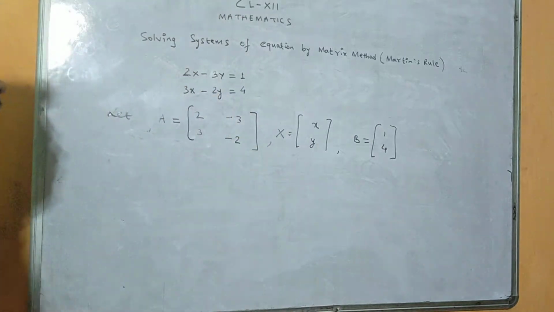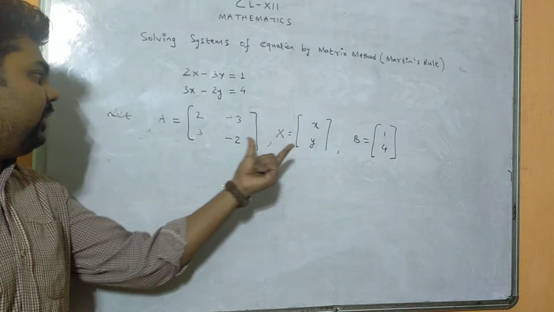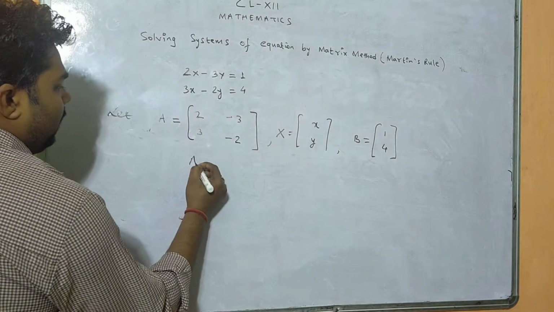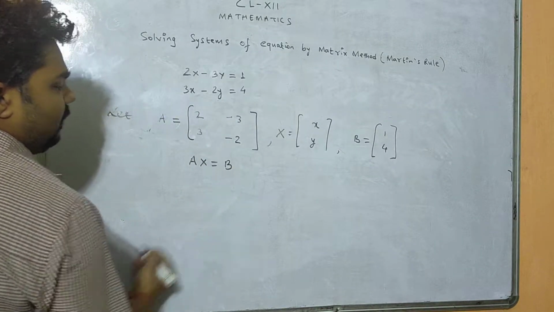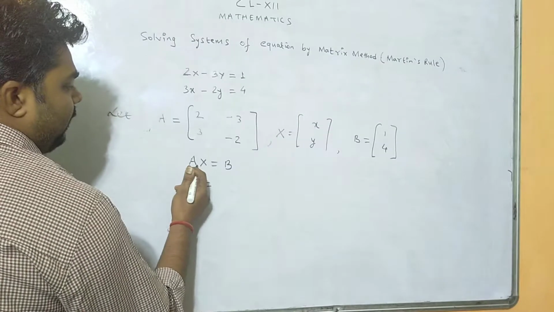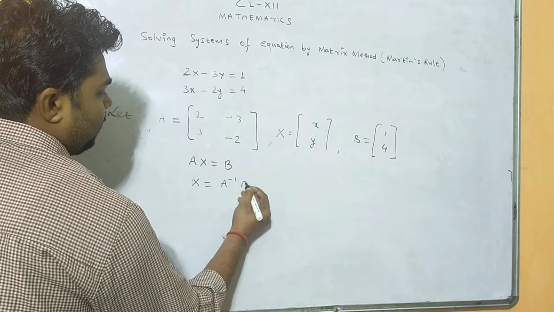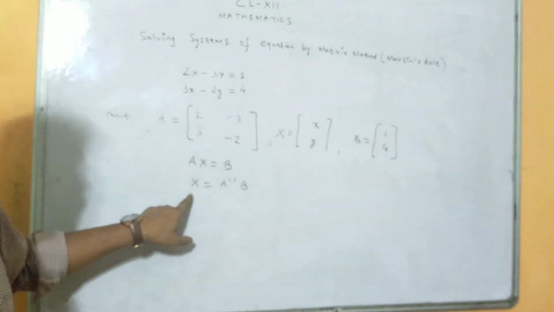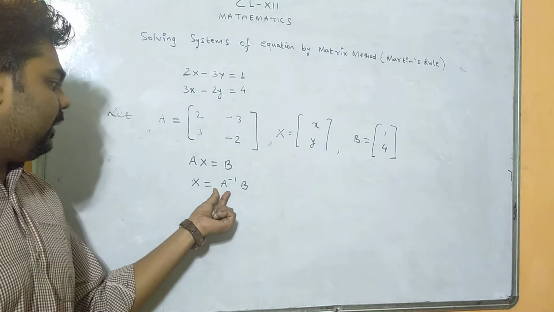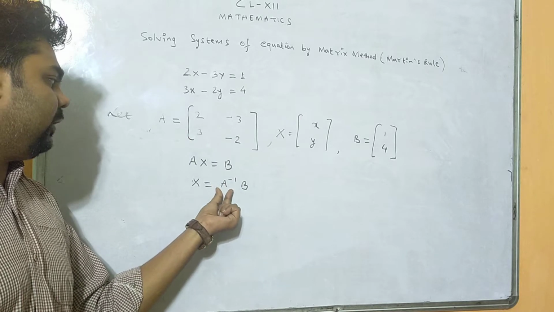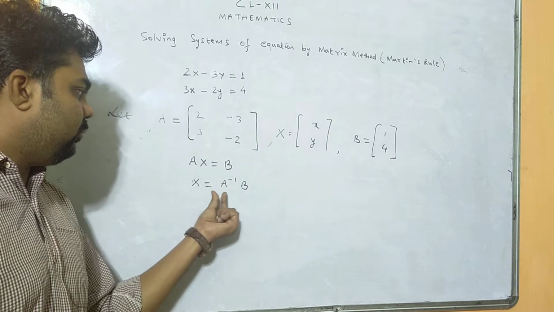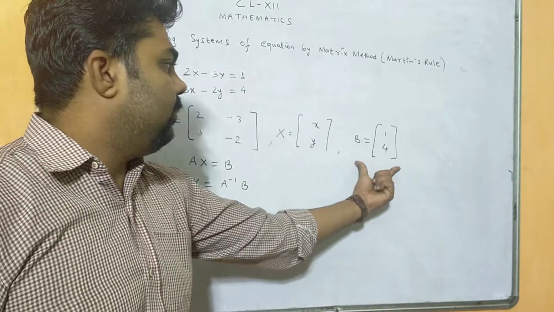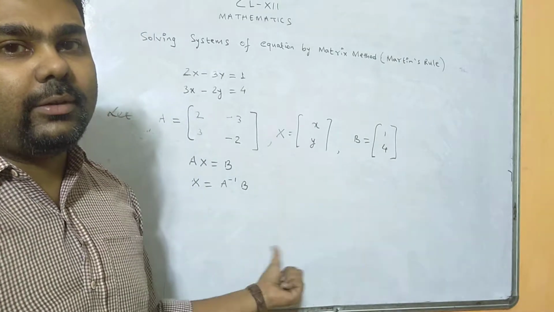First we will write the matrices A, X and B from the question. After that we use the formula AX equals B, or X can be written as, if A goes to that side, it becomes A inverse B. We have to get the values of x and y, so I am writing X on the left hand side, and A inverse B. Matrix A is given. From here we have to calculate A inverse, and multiply the answer we get for the inverse of matrix A with matrix B. The resulting answer will be our x and y.